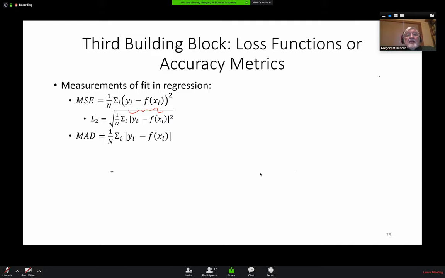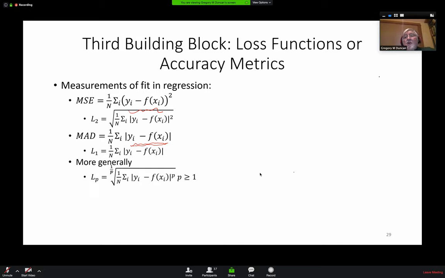Here's something, the MAD. Now, here's the residual. But now instead of squaring it, I take an absolute value. And I sum that and I average it. That's called the mean absolute deviation. And a model that minimizes the mean square error will be different than a model that minimizes the absolute deviation. Interestingly, this is called the L1 norm. I don't have to take a square root of it because the one root of something just leaves it alone.